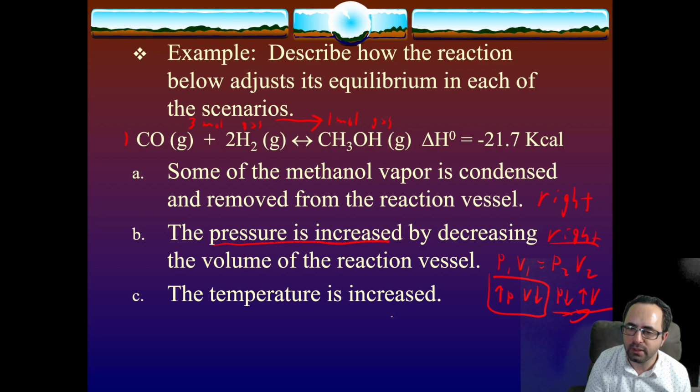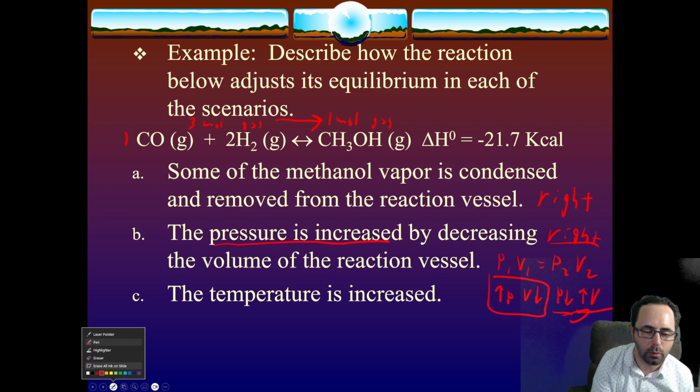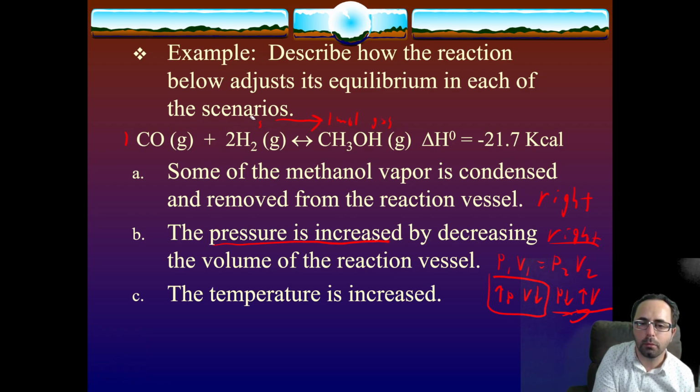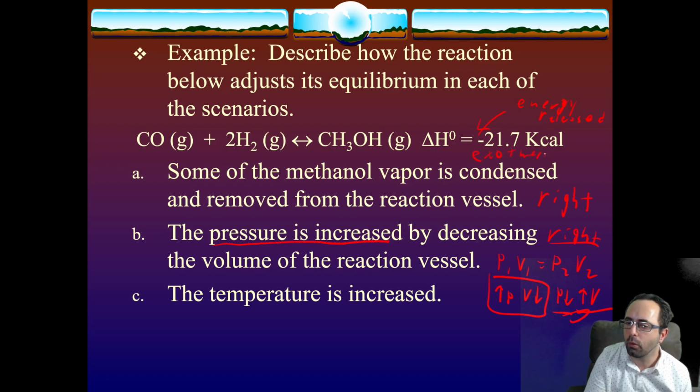Finally, if we increase the temperature, first of all, this reaction is an exothermic reaction. I can tell because the delta H for this reaction is negative. So this means energy is being released. So energy is exiting this reaction. This is exothermic. So what this means is that heat is going to be a product. So I'm going to write heat as a product here.